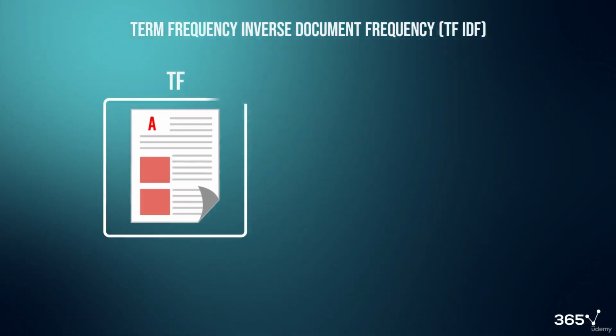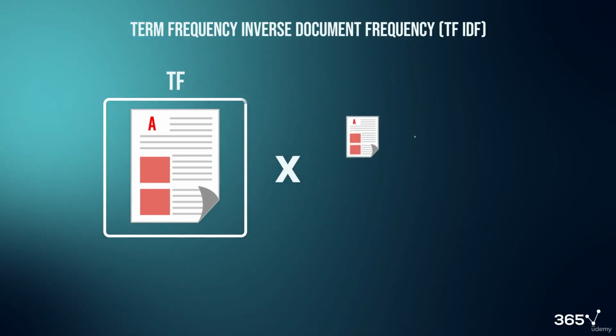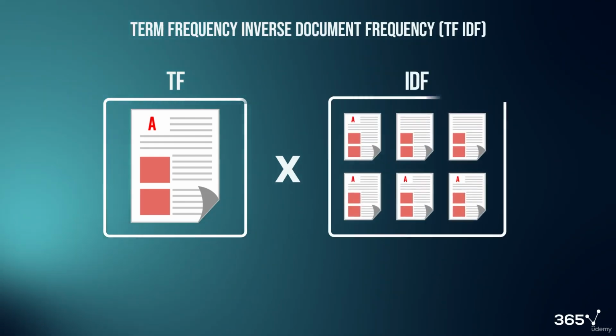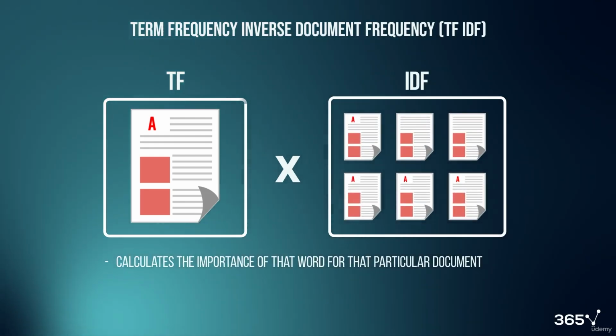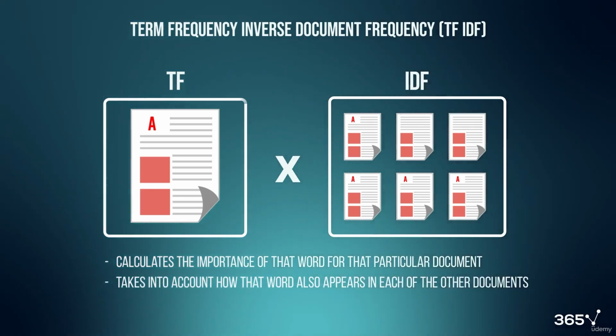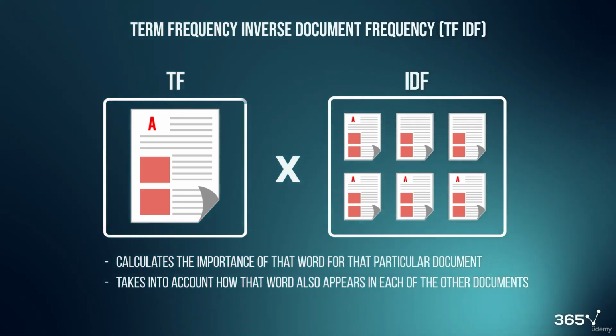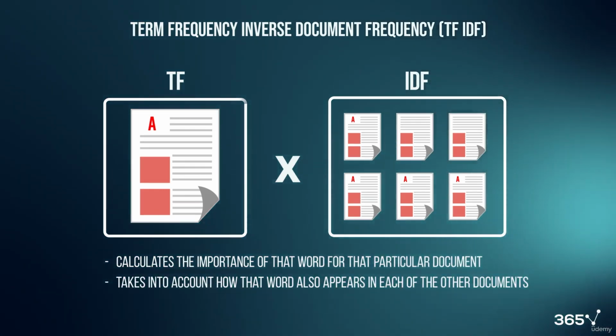TF-IDF captures a little bit more of that context. It calculates the importance of that word for that particular document and takes into account how that word also appears in each of the other documents in our data. We'll cover the specific calculation of TF-IDF in that lesson, but for now, let's jump straight in and start creating our bag of words model.